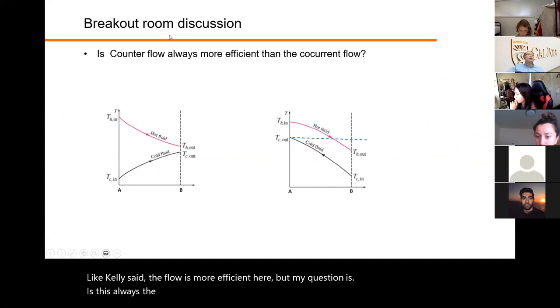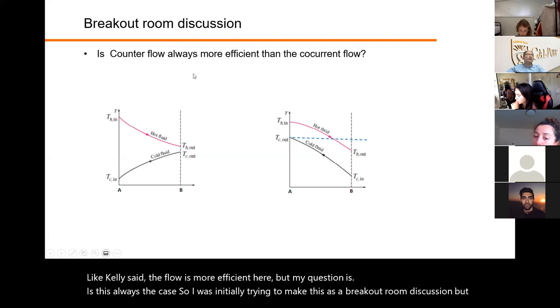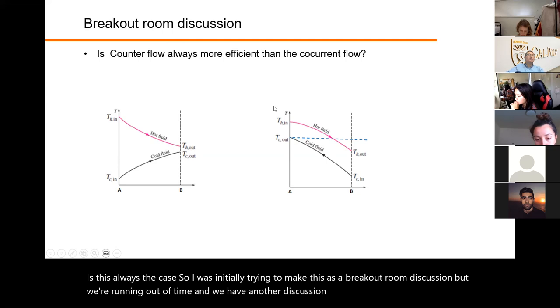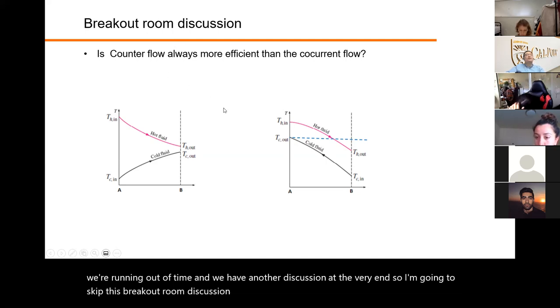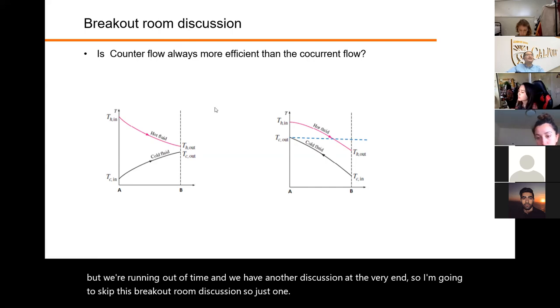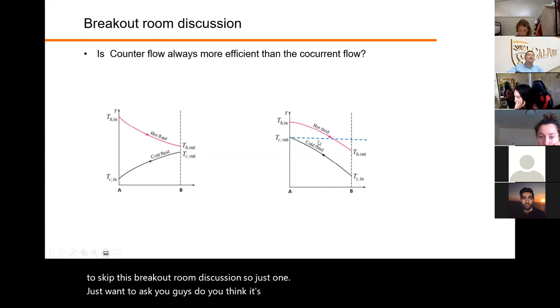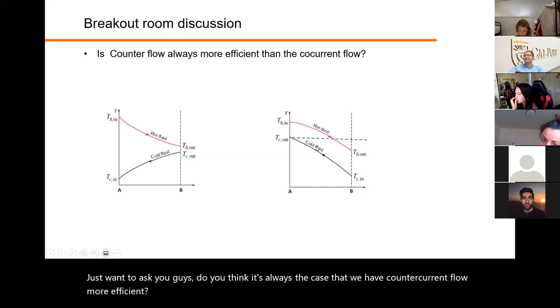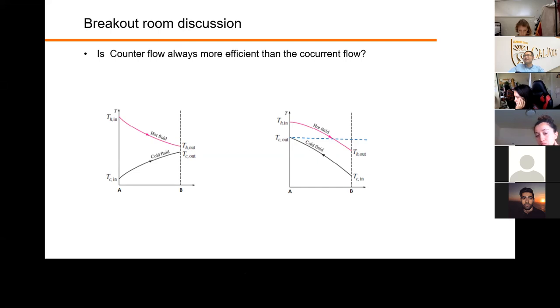I was initially trying to make this a breakout room discussion, but we are running out of time and we have another discussion at the very end. So I'm going to skip this breakout room discussion. I just want to ask you guys, do you think it's always the case that countercurrent flow is more efficient? It's hard to say, right?